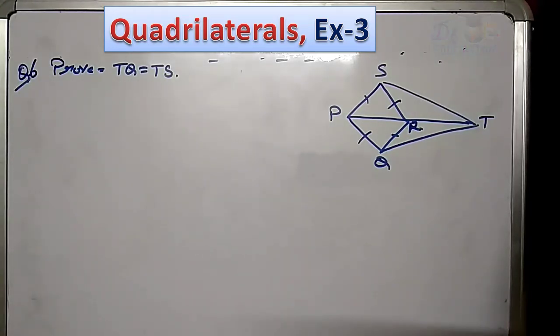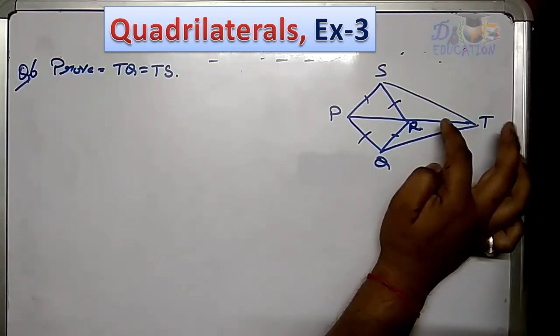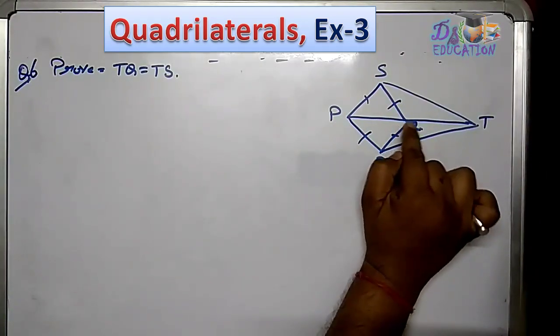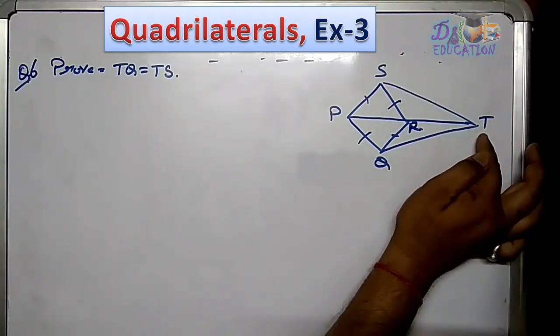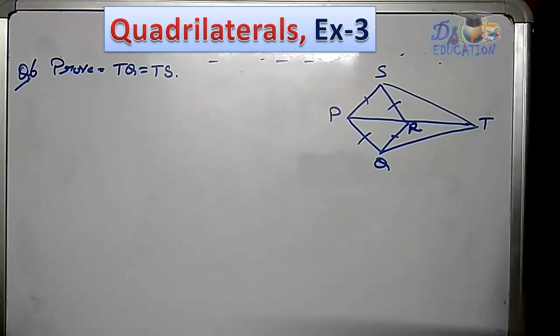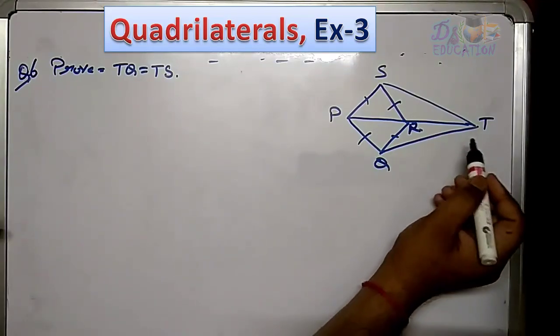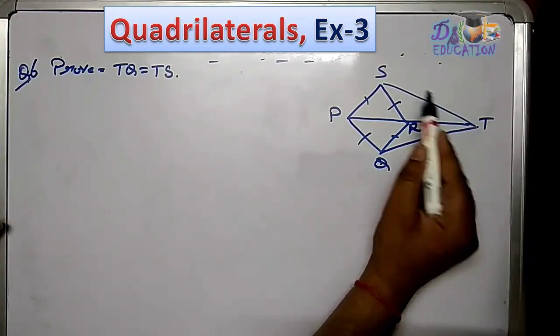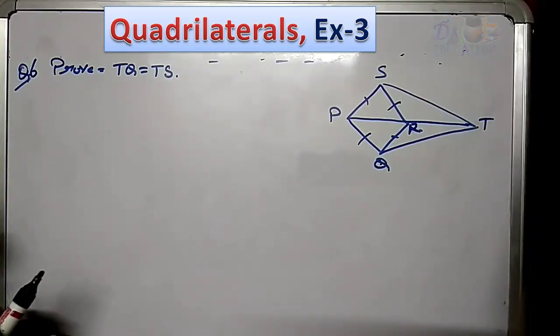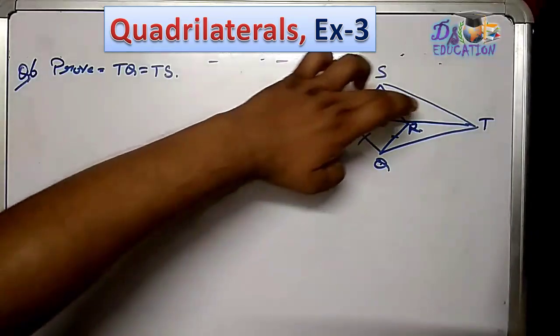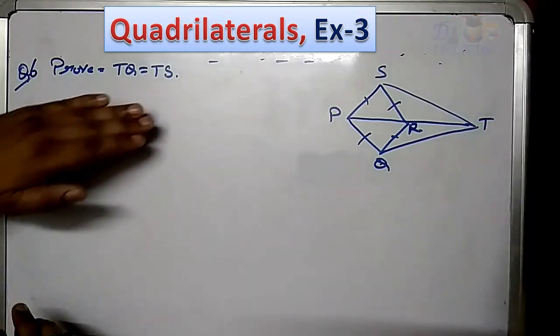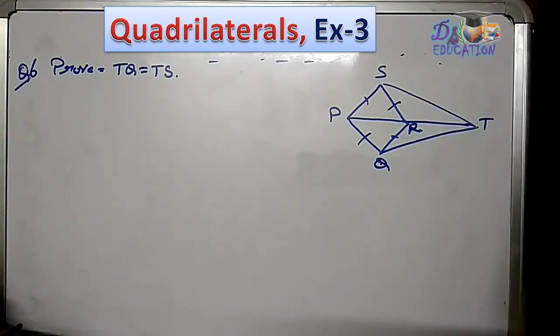Next question now, students, a rhombus is given over here. PQRS is a rhombus and the diagonal PR is extended till T, and S is joined with T and Q is joined with T. So we have to prove that TQ is equal to TS. It is a little different question. It is based on the congruency of triangles. We have to prove the two given triangles congruent, and then we will be able to solve the given question. So let us start with this question now.